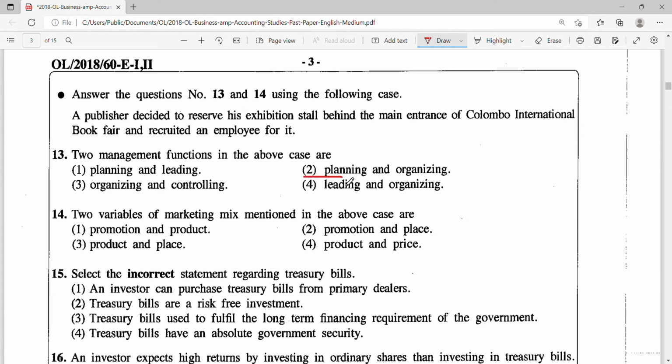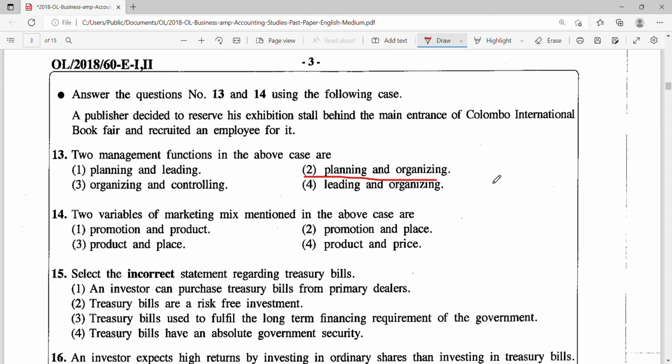Answer 2. Question 14. Two variables of marketing mix mentioned in the above case are. Again, there are 4 elements in the marketing mix. At least at your stage currently you will study 4 elements, but when you study further in the future you will know that there are 7 elements in the marketing mix, especially when it comes to the service industry. But for now, remember there are 4 elements in the marketing mix as for your syllabus. There you have product, price, place and promotion. So here are the two variables of marketing mix discussed in this case.